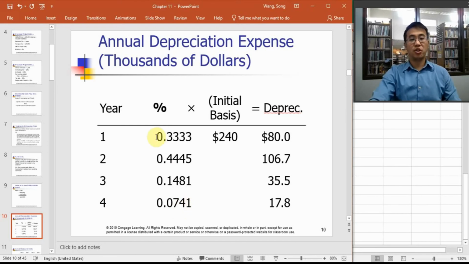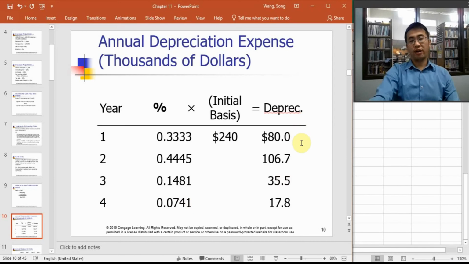If you use the machine for only 2 years, then what will be the remaining value after 2 years? You will have 14.81% plus 7.41%, about 22% left for the ending book value after 2 years, not 3 years or 4 years, after 2 years. Okay, so you're going to use the depreciation basis multiplied by each of these percentages to get the dollar amount of depreciation.